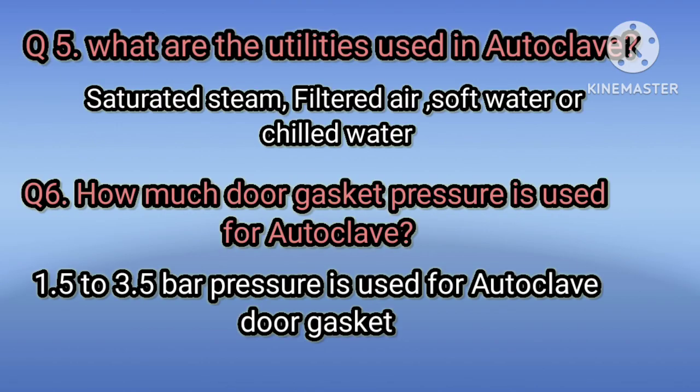What are the utilities used in autoclave? Saturated steam, filtered air, soft water or chilled water. How much door gasket pressure is used for autoclave? 1.5 to 3.5 bar pressure is used for autoclave door gasket.